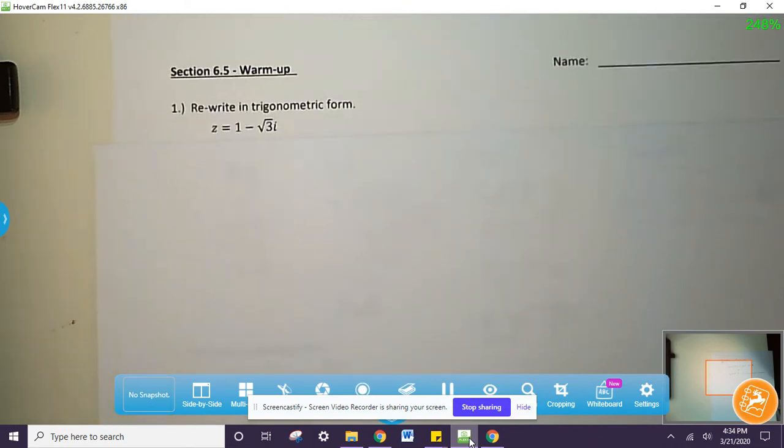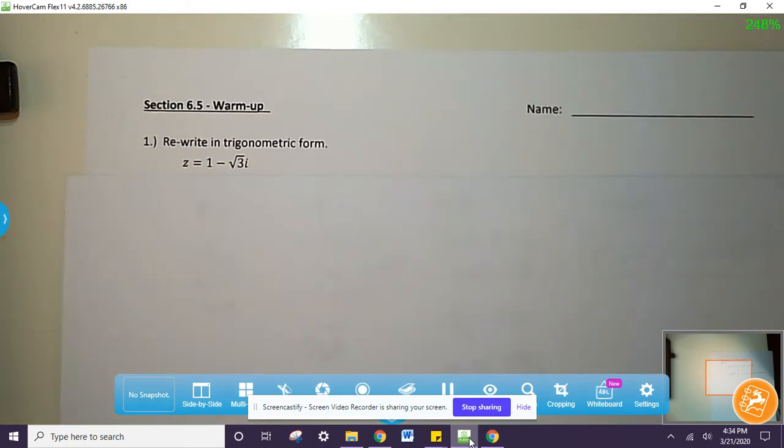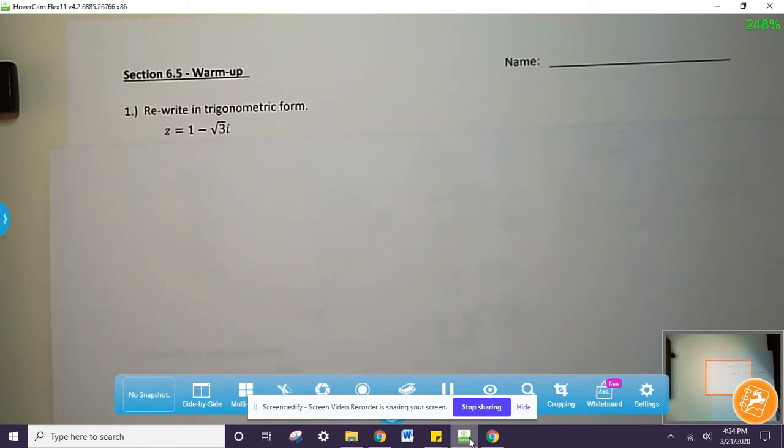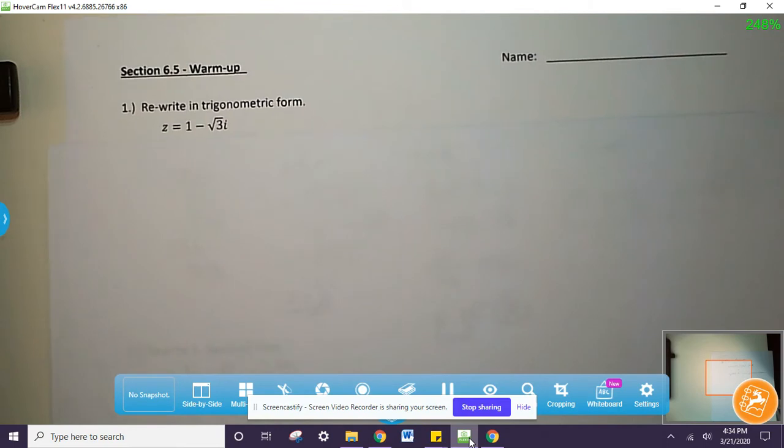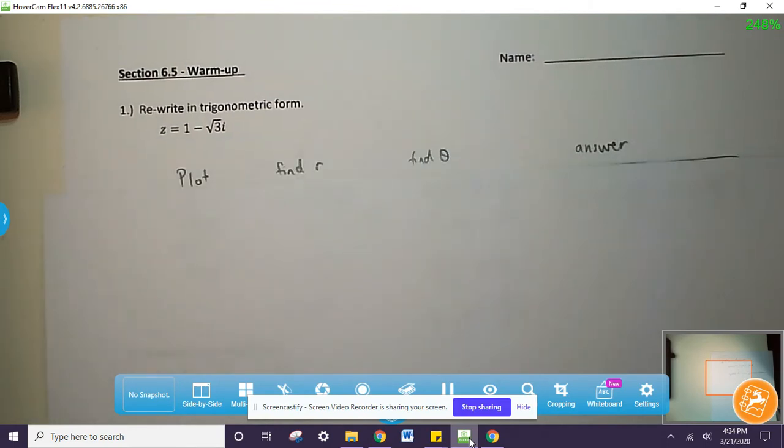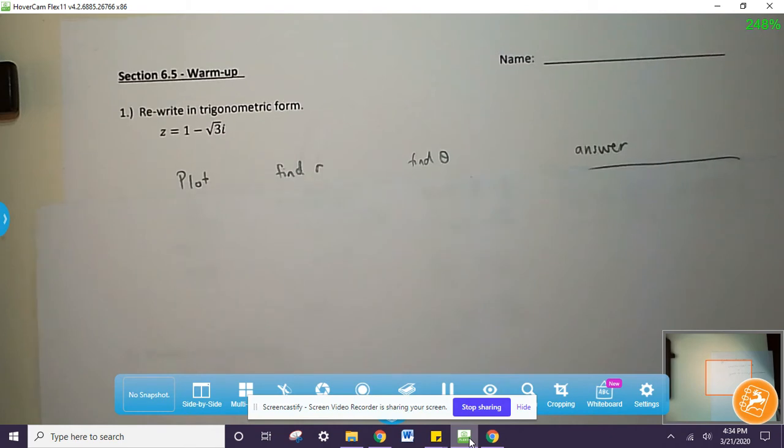Hi guys, so welcome to today's lesson, and what we're going to start with are a couple warm-up problems. So go ahead and try that one. And hopefully you went through the 4 steps that we learned: plot, find r, find theta, and make your answer. And here's what my work looks like.